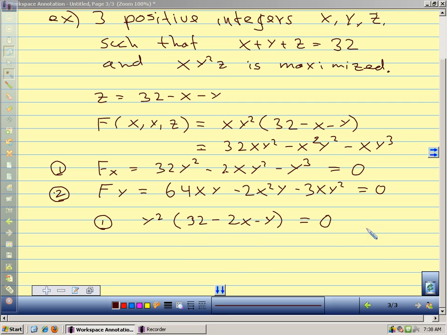Wait, would it still be right? Is 0 considered a positive integer? No, 0 is not a positive integer. 0 is not positive or negative.